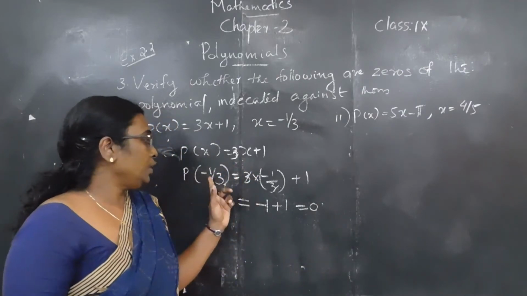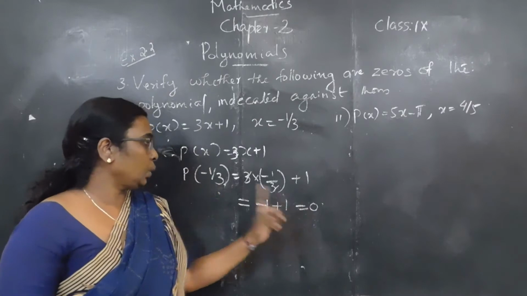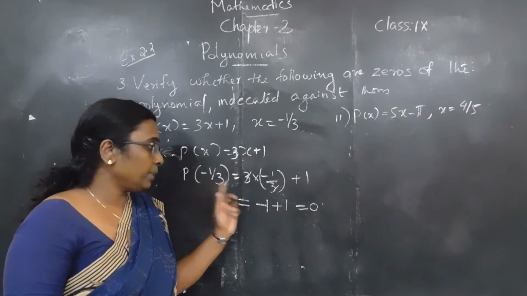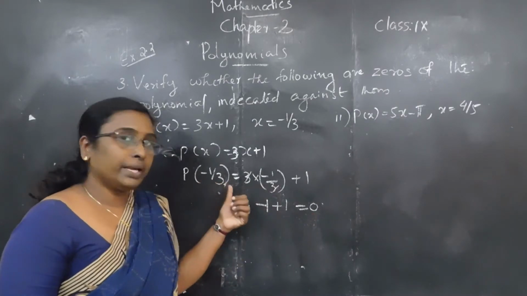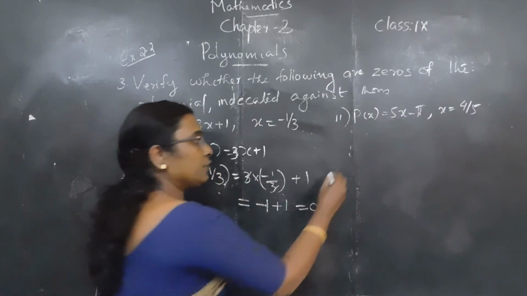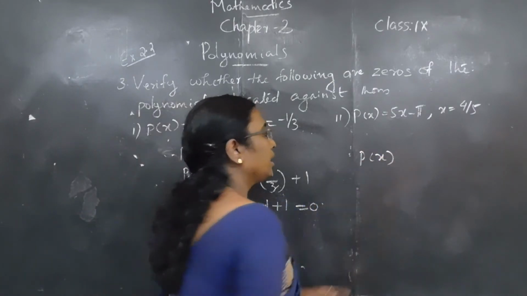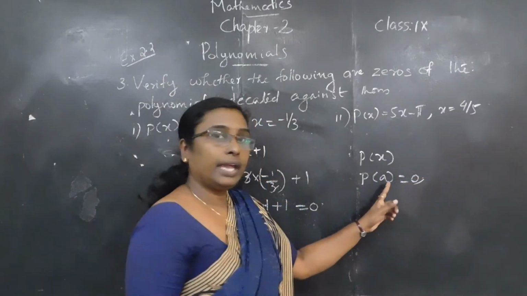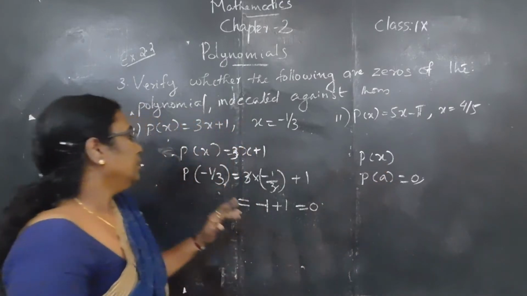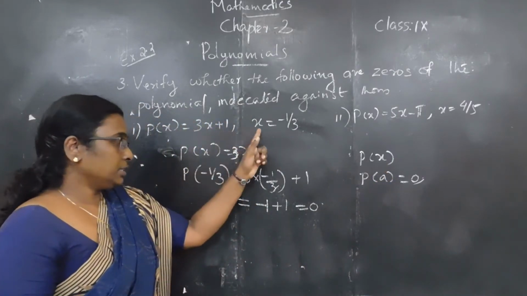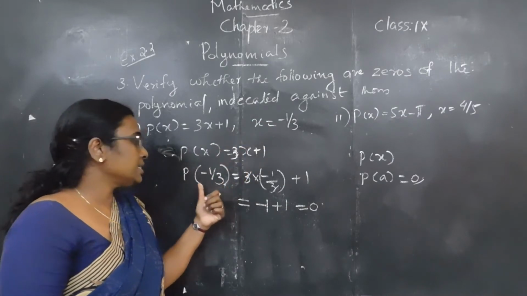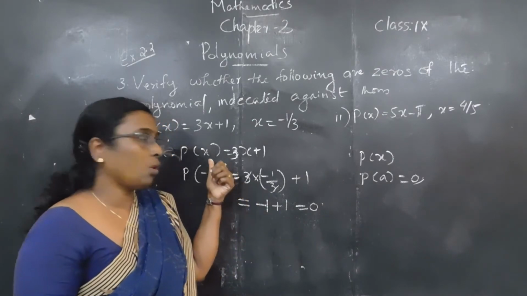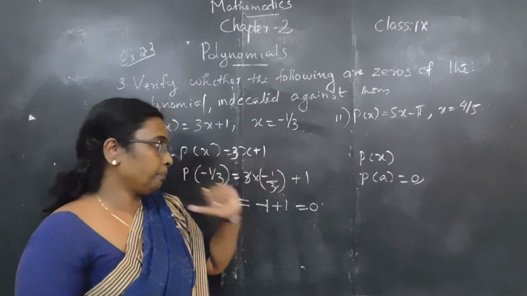If we substitute a value in this polynomial and we get 0, then this value is the zero of this polynomial. Since p(-1/3) = 0, -1/3 is the zero of this polynomial. That is, if p(x) is a polynomial and if p(a) = 0, then a is a zero of this polynomial. Therefore, here we find p(-1/3). Since p(-1/3) = 0, we can say that -1/3 is the zero of this polynomial 3x + 1.